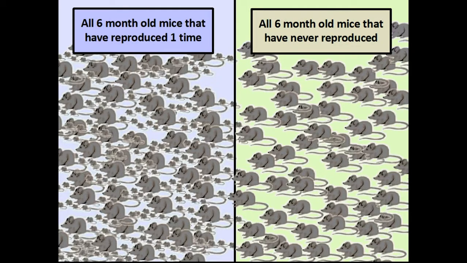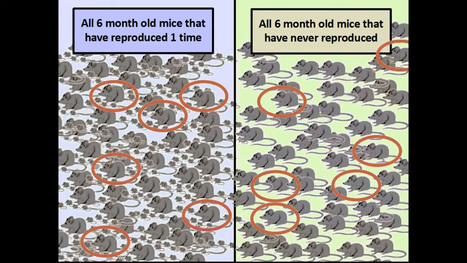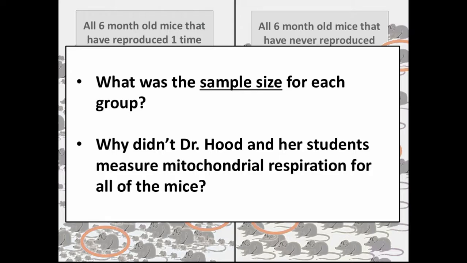What you see before you are two separate populations. One is a population of 6-month-old mice that have only reproduced once, and the other is a population of 6-month-old mice that have never reproduced in their lives. So we're going to pull a sample from each of these different populations. We're going to have 6 mice from the reproducing group. We're going to have 6 mice from the control group. So the sample size for each of our groups was 6 from one and 6 from the other.